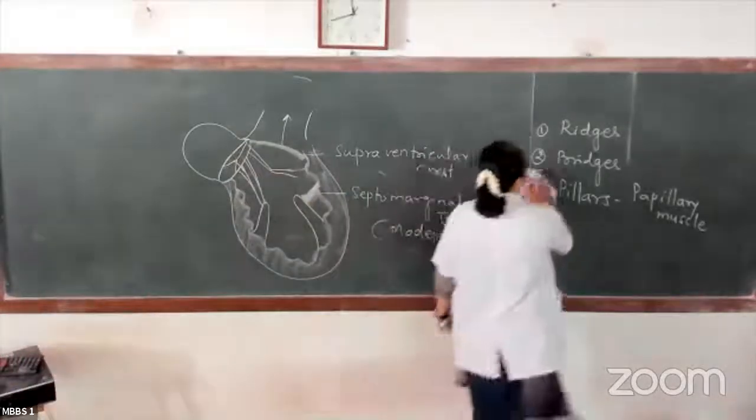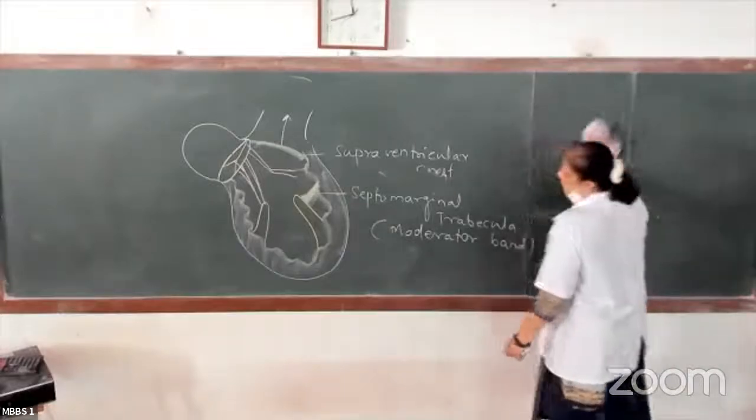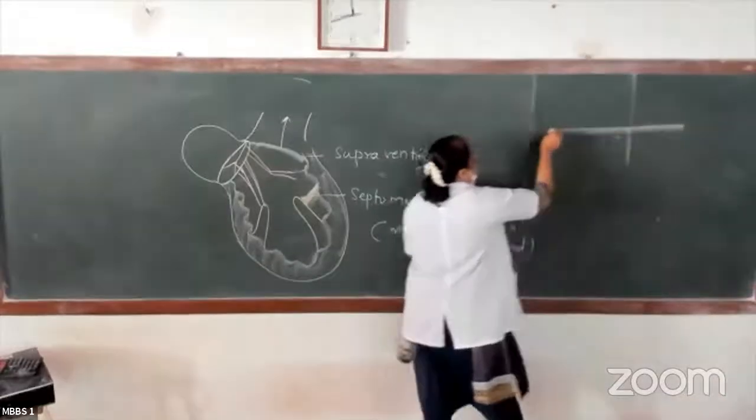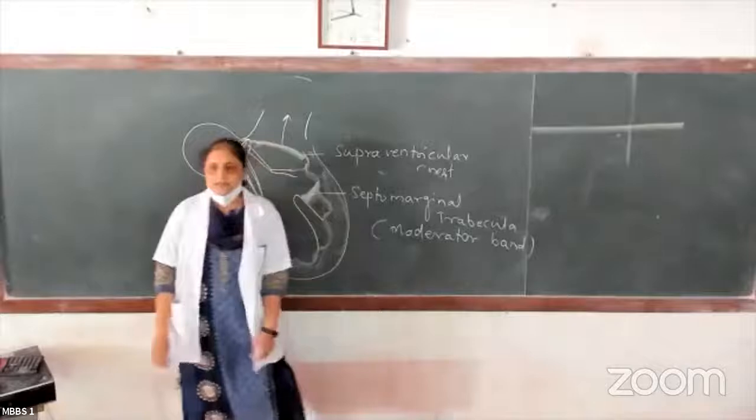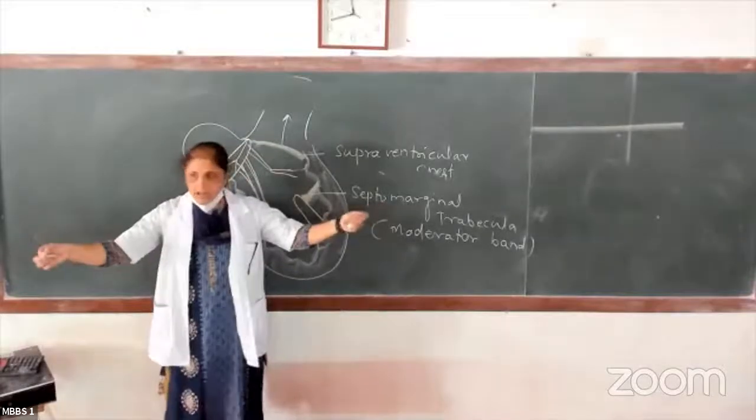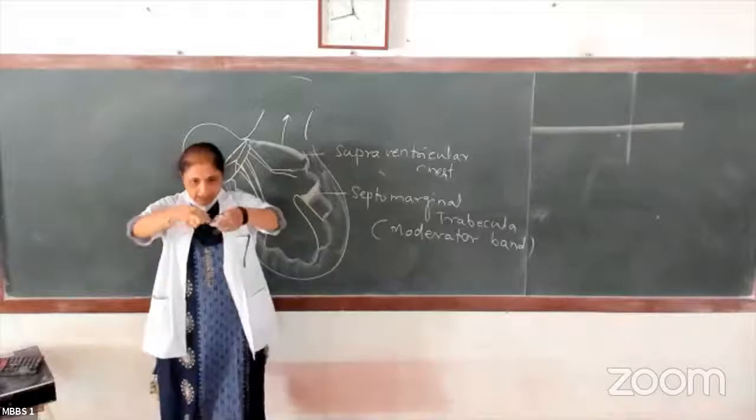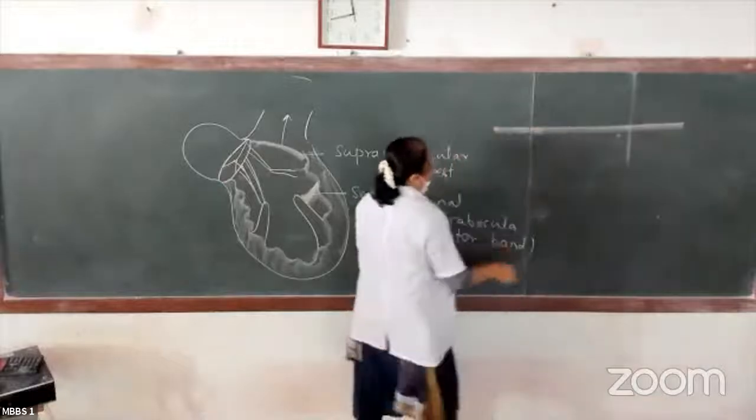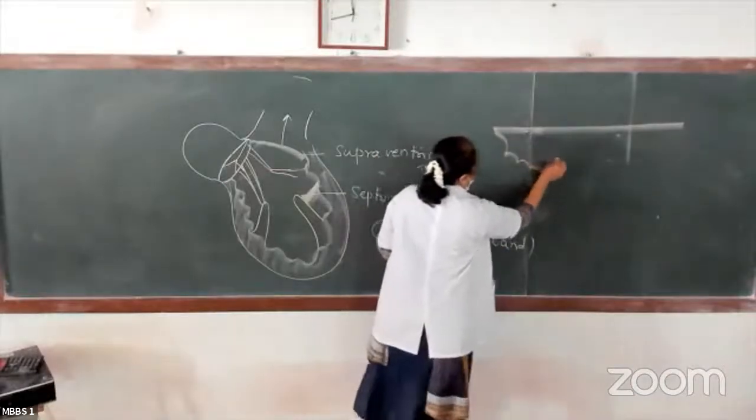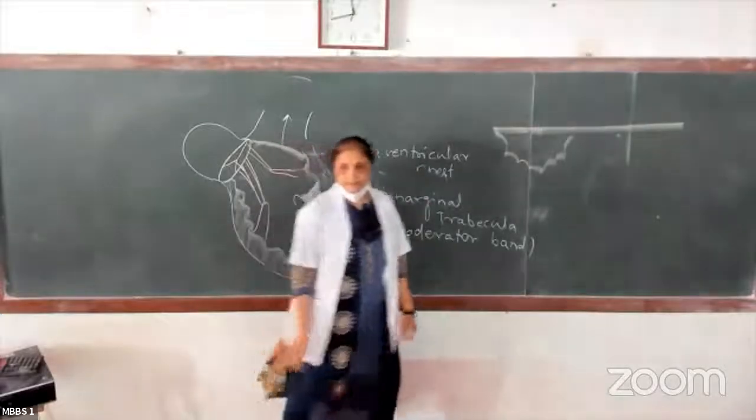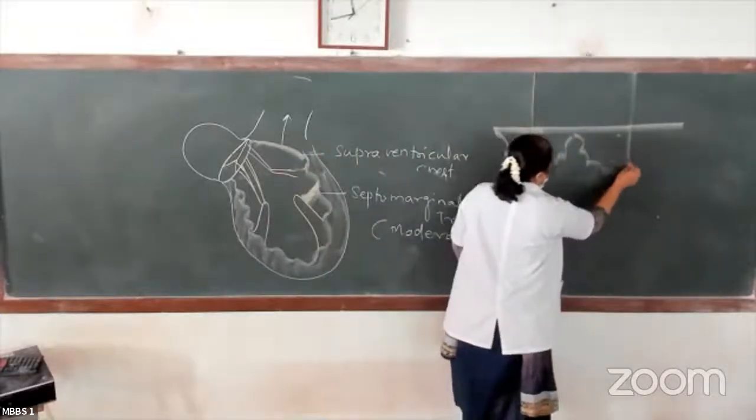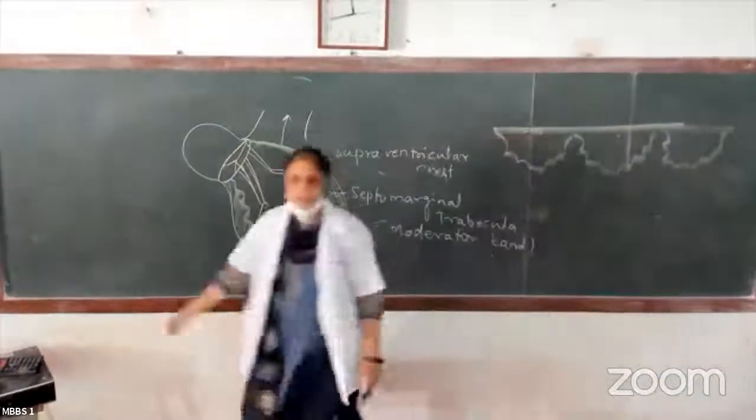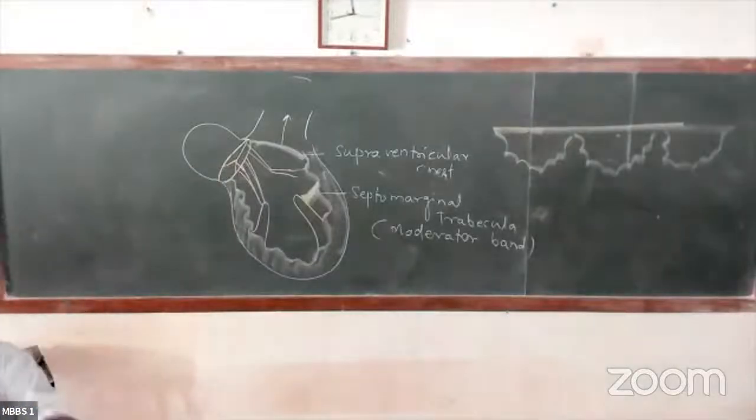Now, how is the attachment of the chordae tendineae here? Suppose this is the annulus of the tricuspid valve. I have taken it out, cut it, and arranged it linearly. So what is the arrangement of the cusps? Suppose this is one cusp, the anterior cusp of the tricuspid valve. This is the second cusp, the posterior cusp of the tricuspid valve, and there is a smaller septal cusp of the tricuspid valve. Are you getting this? How I have arranged it?